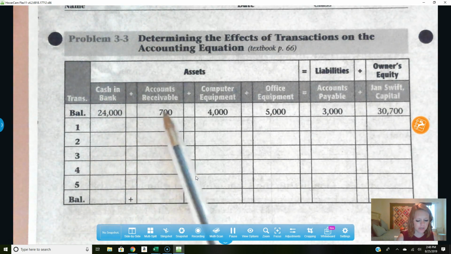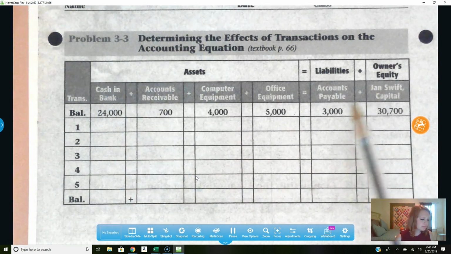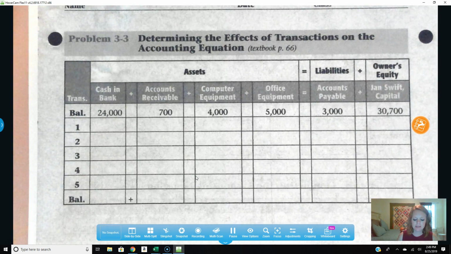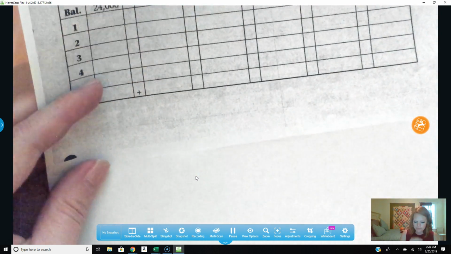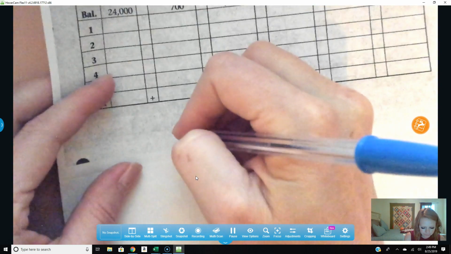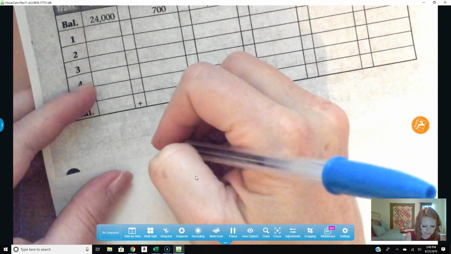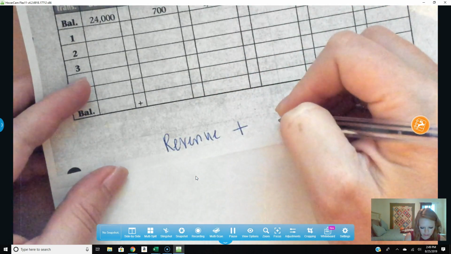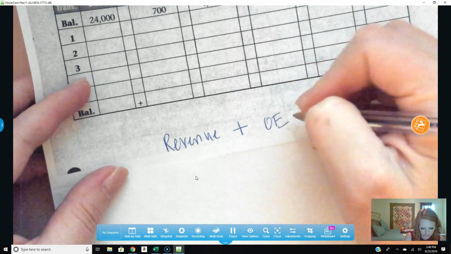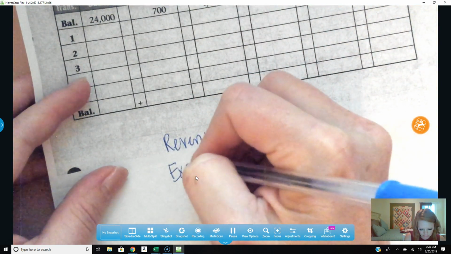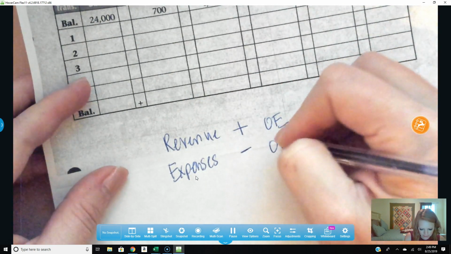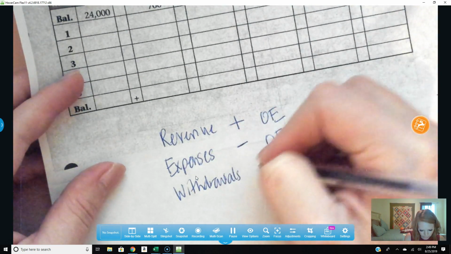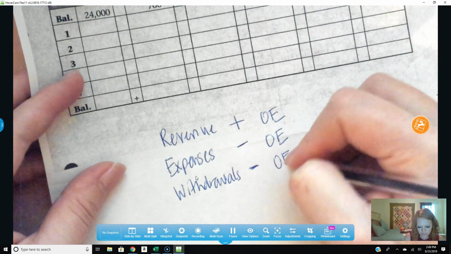It looks very similar to 3-2 with the very same accounts, but what's happening in 3-3 is we're looking at our revenue, expense, and withdrawals accounts. So I'm just going to take a little note down here for you guys, and you can write these notes on the bottom here too because it's blank for you as well. But remember, revenue will always increase owner's equity. Expenses will decrease owner's equity, and withdrawals will decrease owner's equity as well.